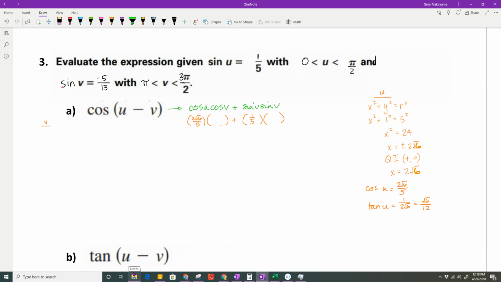So I'm going to come over here to find v. Again, x squared plus y squared equals r squared. Sine of v is negative 5 over 13. And I tell you all the time that when you have a negative, it's squared and it's going to come out positive. So I don't write the negative in that problem because everybody makes mistakes when they do. So x squared equals 144 and x equals plus or minus.